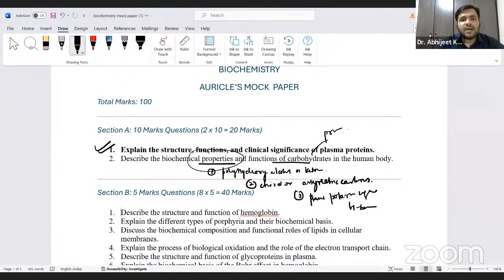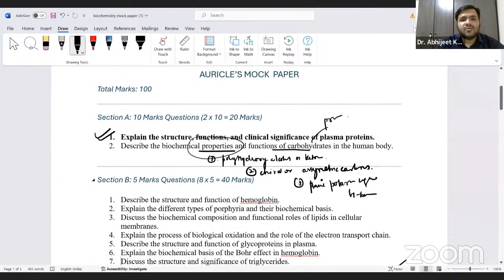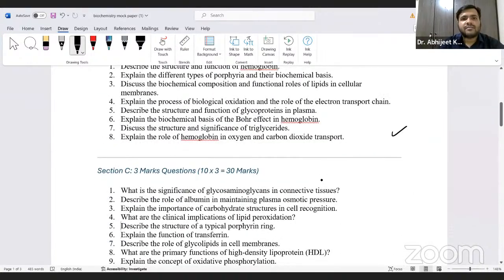Apart from that, guys, we have already discussed the structure of hemoglobin, done. Porphyrin, done. Lipids in the cellular membrane, you already know that, right? Biological oxidation is something that we have already discussed in detail. You have to first draw the flow chart, guys. The flow chart is very, very important here. Then you have to tell how this is taking place in the inner mitochondrial membrane.